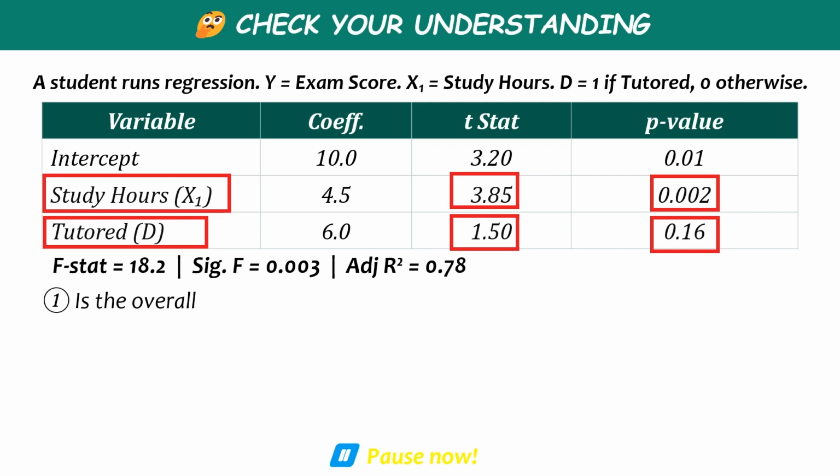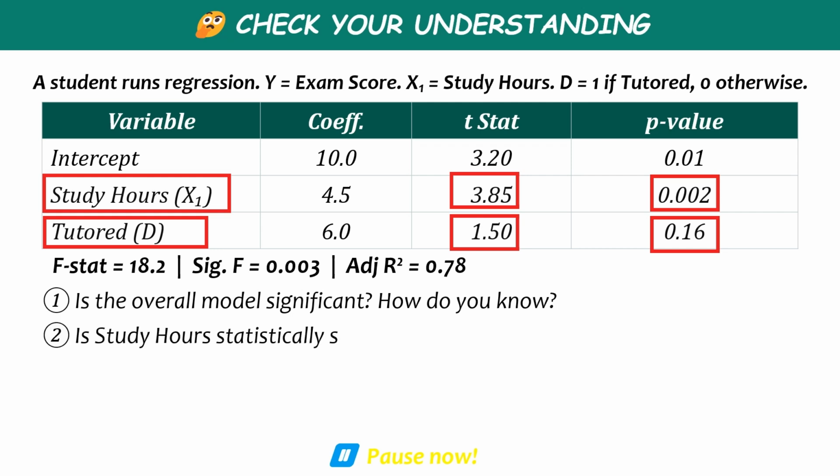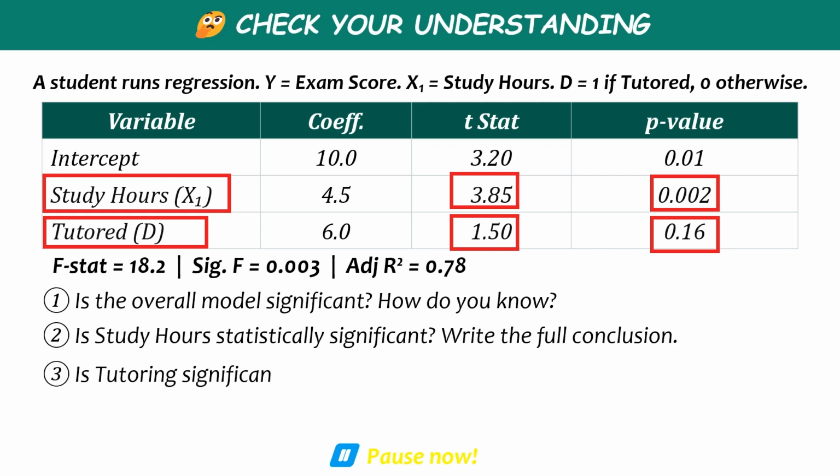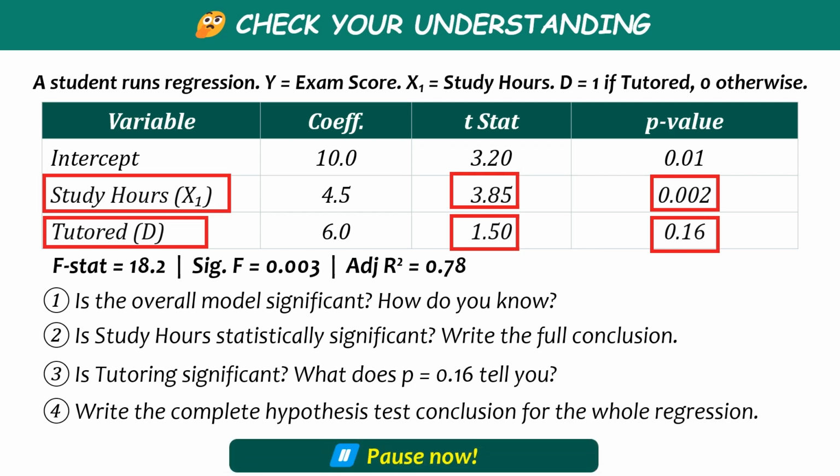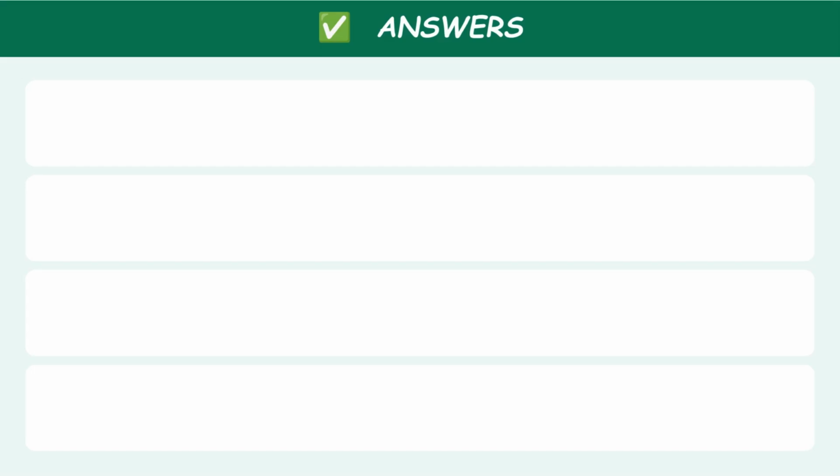4 questions. 1. Is the overall model significant? 2. Is study hours significant? Write the full conclusion. 3. Is tutoring significant? What does P equals 0.16 tell you? 4. Write the complete hypothesis test conclusion for the whole regression. Pause now. Try all 4. Ready? Here are the answers.